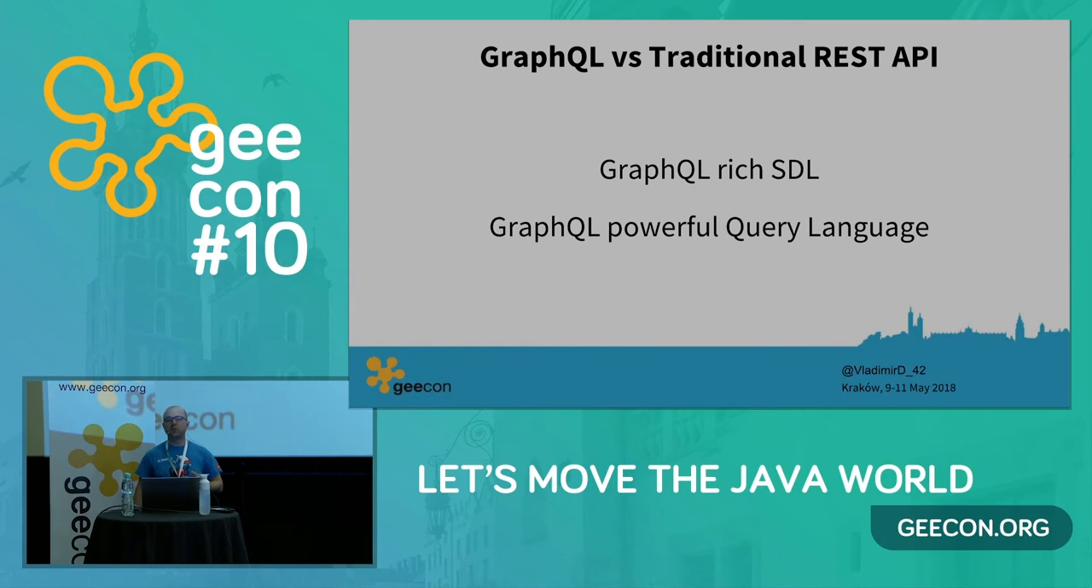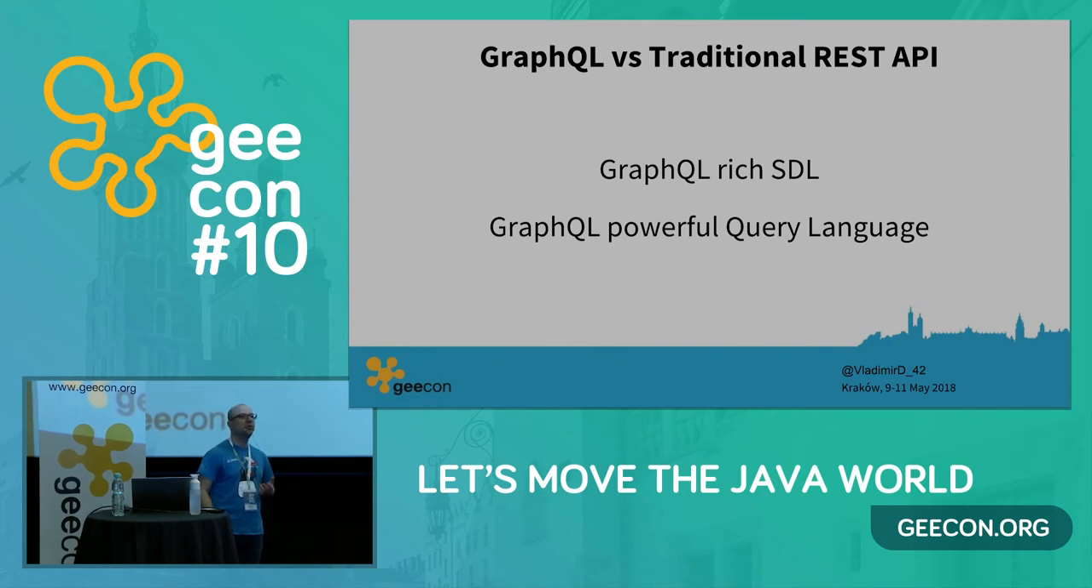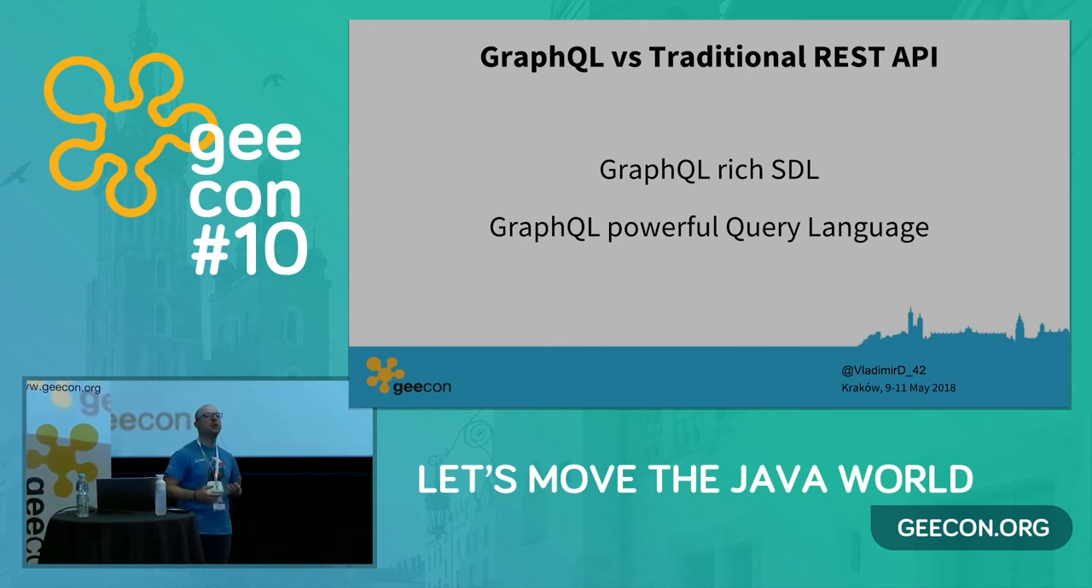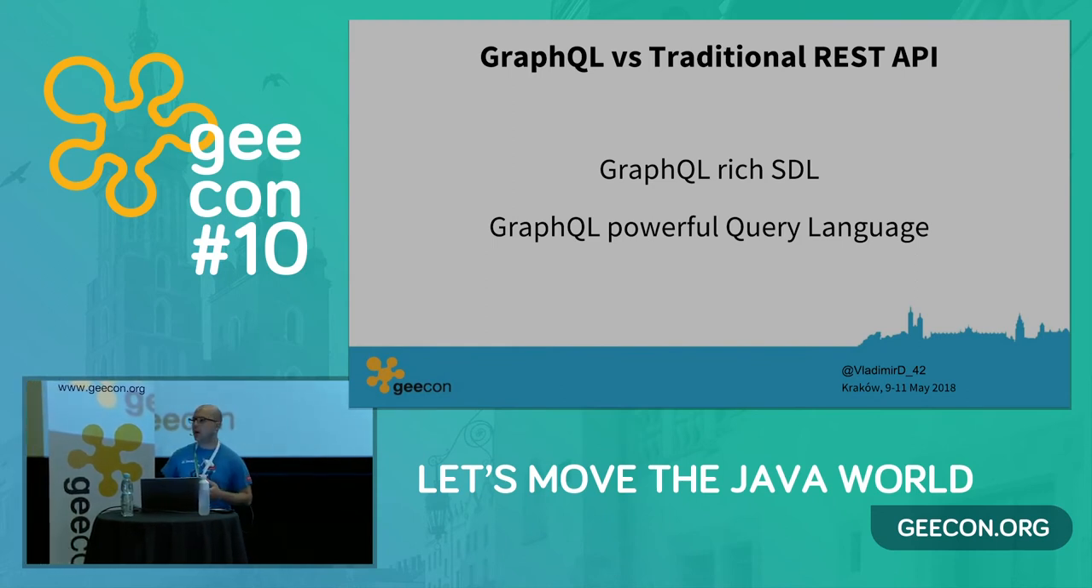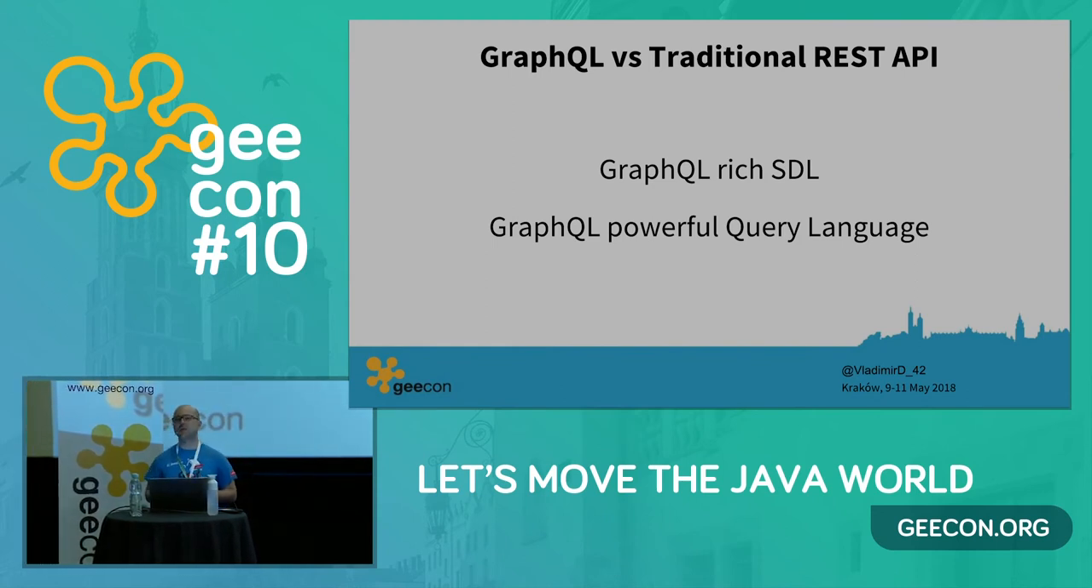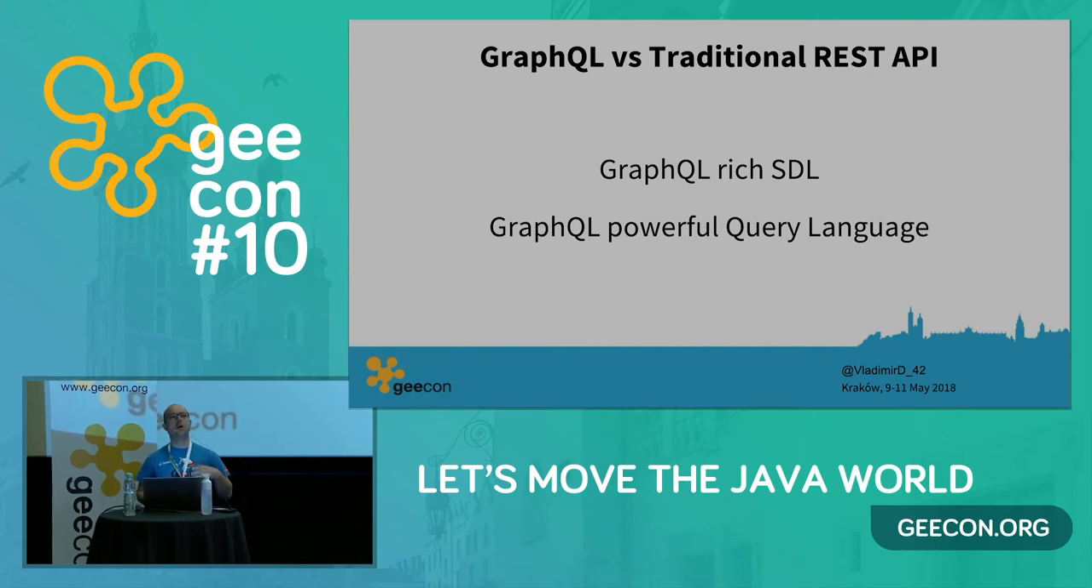Also important thing about GraphQL is that it has extremely rich SDL, Schema Definition Language. Again, if you do a lot of development with APIs, then you probably know about Swagger, Open API spec, RAML, API Blueprint. All those kinds of tools are very good. They have a good ecosystem, a lot of tools behind them and everything. But again, if I compare them to GraphQL, GraphQL SDL is much richer.